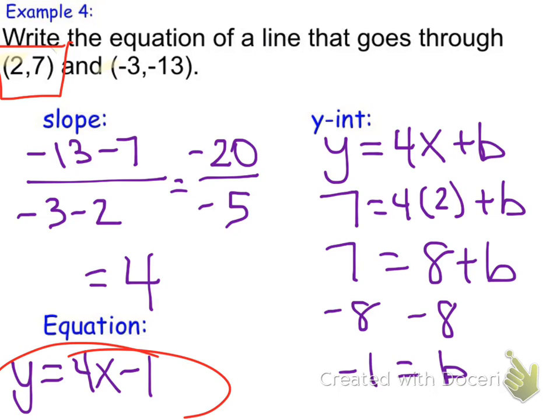So you can see this time we had to do a few things. The first thing we had to do was use our slope formula to calculate the slope. The next thing we did was plug that slope in for m, and then we also plugged in the point for x and y, and we solved to get that b value. Once we got that b value, we were able to write our final equation.